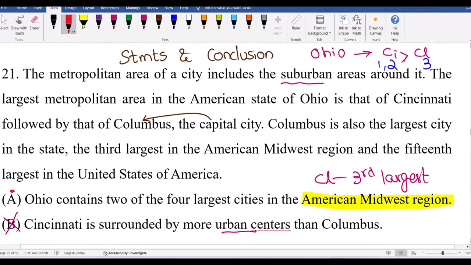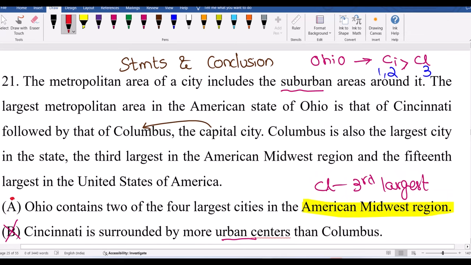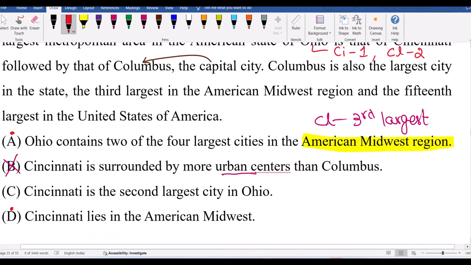Cincinnati is the second largest city in Ohio. Okay. The metropolitan area of a city includes the suburban areas around it. The largest metropolitan area in the American state of Ohio is that of Cincinnati, followed by Columbus. So Cincinnati must be first in Ohio, followed by Columbus, which means second will be Columbus. So the third one also has doubt. If A says Ohio contains two of the largest cities, that is fine, but A and D are again contradicting. Columbus is also the largest city in the state, the third largest in the American Midwest region, and the 15th largest in the United States of America. In the entire USA, Columbus is 15th largest and third largest in the Midwest region.